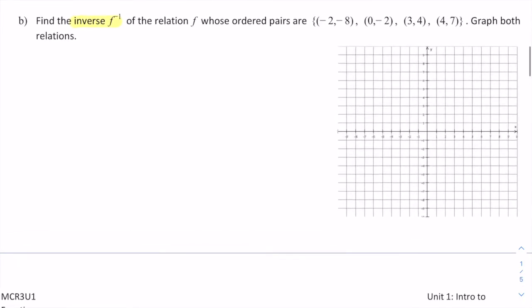So let's start with our relation f. I'm going to start with my table of values here, x and y. My first ordered pair is (-2, -8). Then I have (0, -2), (3, 4), and (4, 7). And now I'm just going to graph those onto my Cartesian plane over here. So we had (-2, -8), (0, -2), (3, 4), and finally (4, 7).